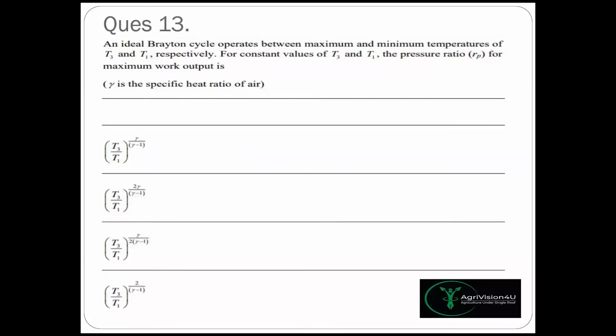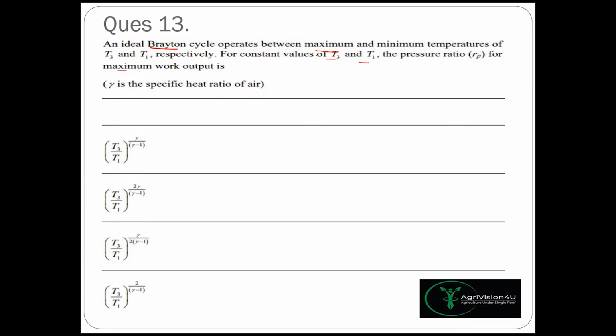Now, moving ahead to question number 13. It is based on the Brayton cycle. Here we are discussing that an ideal Brayton cycle operates between the maximum temperature and minimum temperature, that is T3 and T1, respectively. For constant values of T3 and T1, the pressure ratio for the maximum work output is.